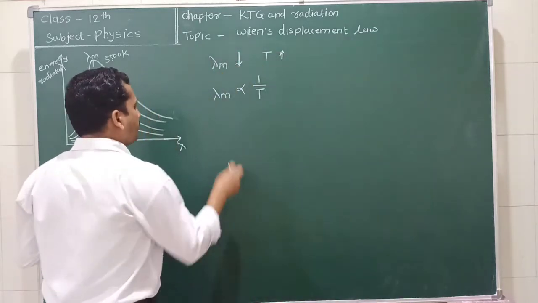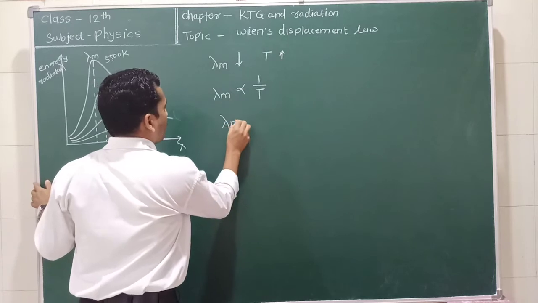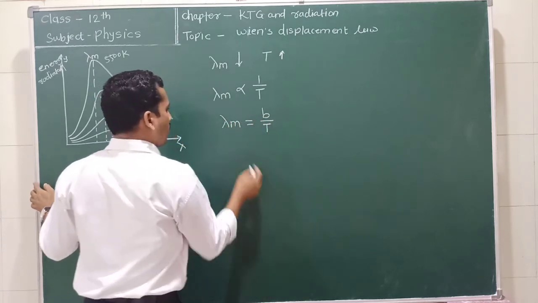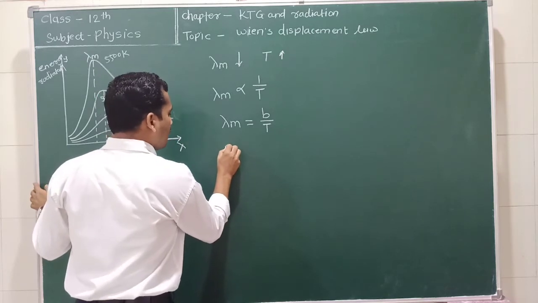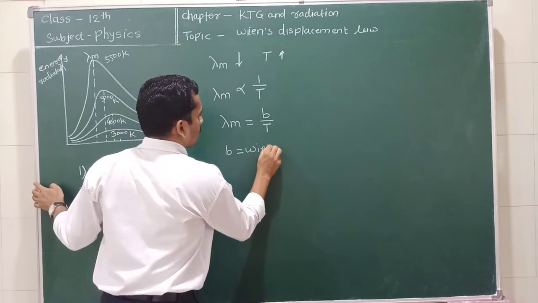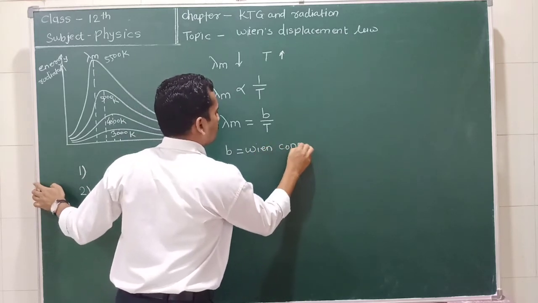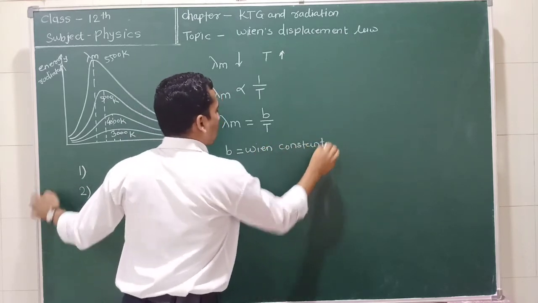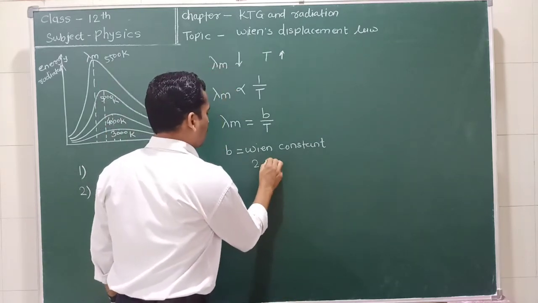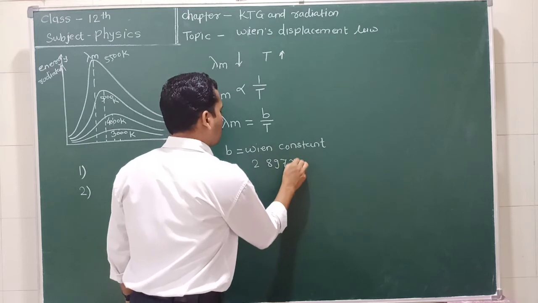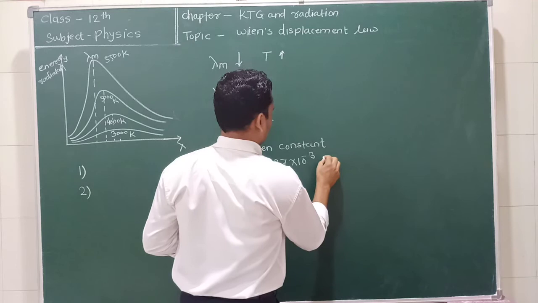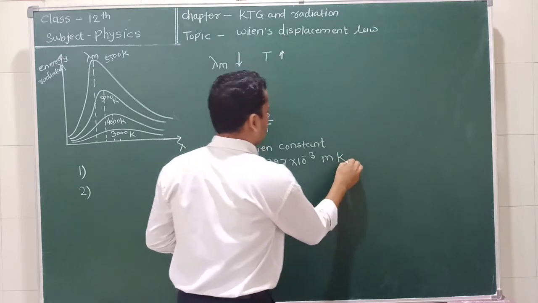So we can write lambda m is equal to B by T, where B is Wien's constant, whose value is given in the book and is equal to 2.897 times 10 to the power minus 3 meter Kelvin.